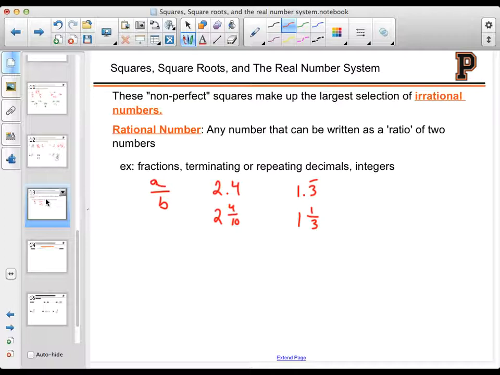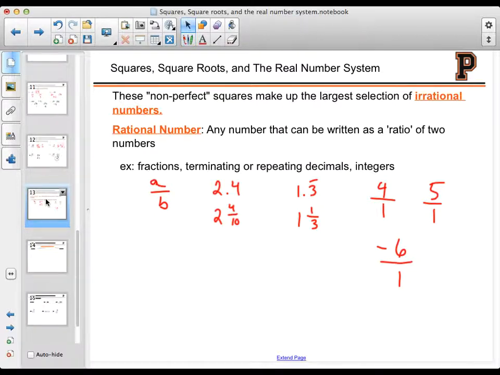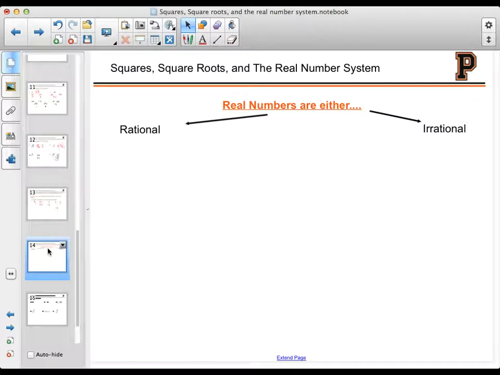And then any integer values, anything like 4, because it could be easily converted to 4 over 1. It's a ratio. 5 could be easily converted to 5 over 1. -6 can easily be converted to a ratio, -6 over 1. Right? So as we said before, all real numbers are either rational or irrational. Okay? Rational simply means it can be written as a fraction, a over b.